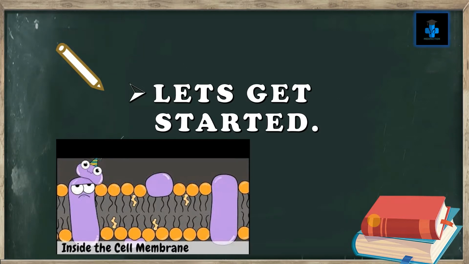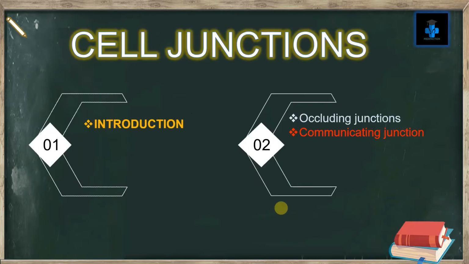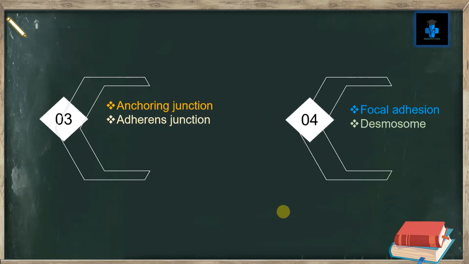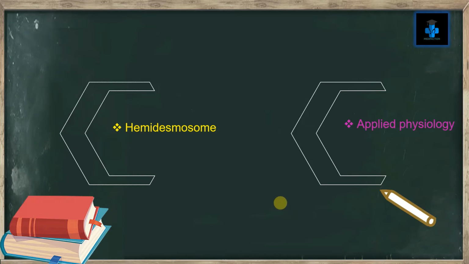In this video, I will be enumerating an introduction, types of cell junctions which are occluding junction, communicating junction and anchoring junctions. We will be also talking about adherence junction, focal adhesion, desmosome, hemidesmosome and some applied physiology related to cell junctions.